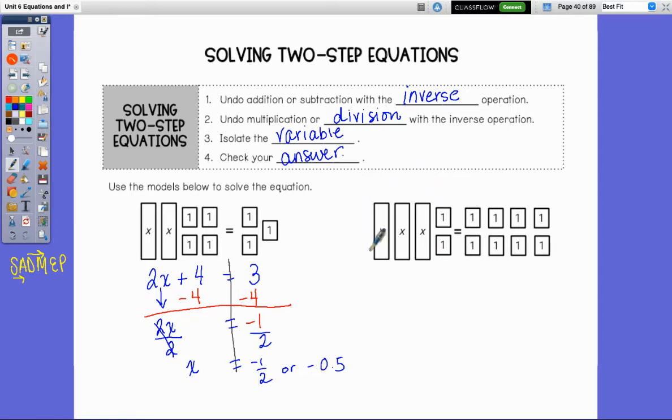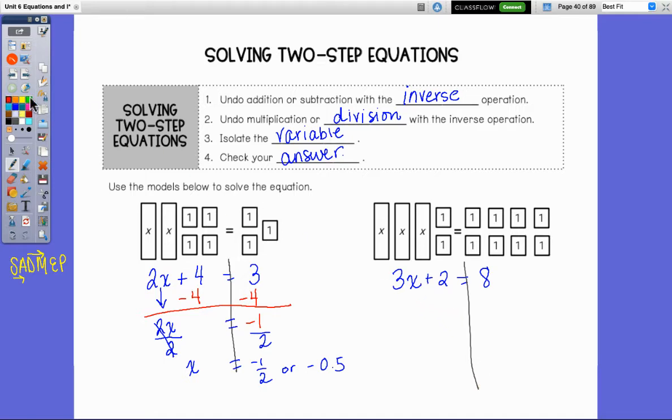Okay, let's look at this one. How many x's do I have? I have 3x. Plus how many? 2 equals 1, 2, 3, 4, 5, 6, 7, 8. Okay, first step is always draw a line down our equal sign. We need to see that balance.